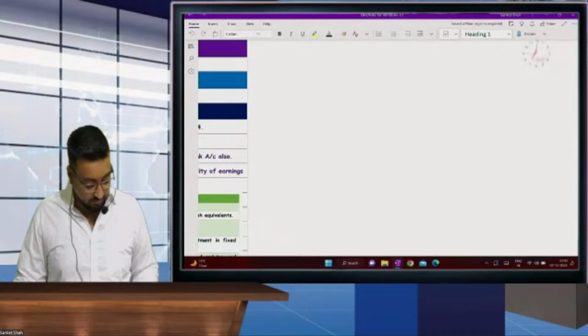So friends, let's start with this cash flow statement.